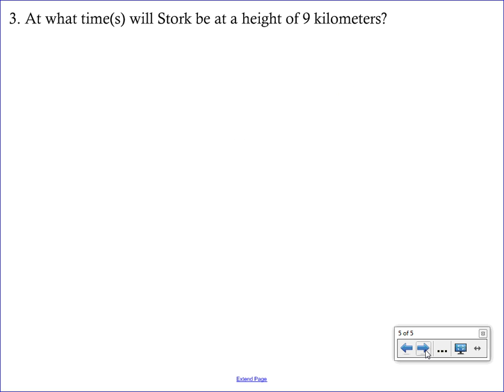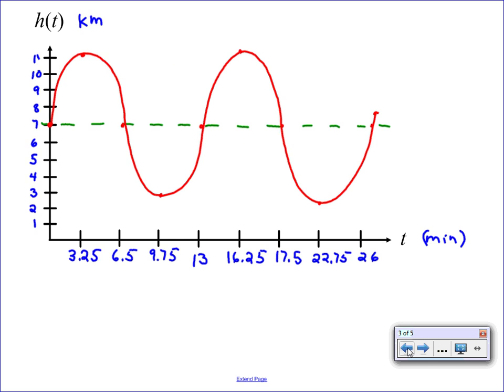The last question is a little trickier. It is asking us to find the time when the Stork is at a height of 9 kilometers. We have not learned how to solve trig equations yet. That doesn't mean we can't answer this question. Let's go back and look at the graph, and we can estimate when the height is at 9. So right about here, here, here, and here. So it's going to be 2 times every cycle where the Stork is at 9, which makes sense because of the unit circle. There's definite symmetry there.